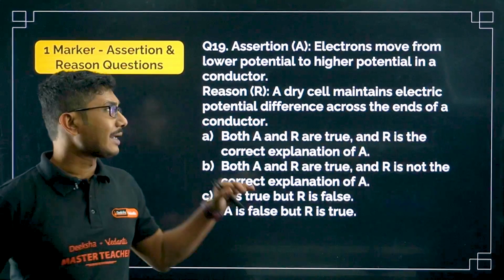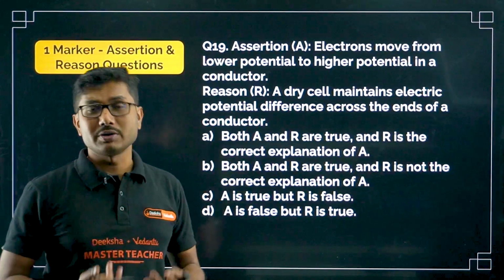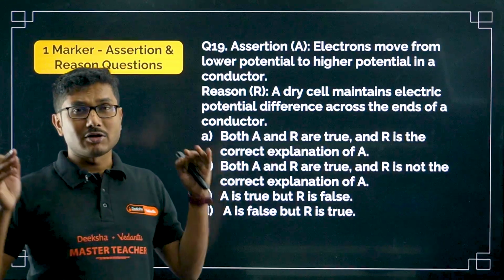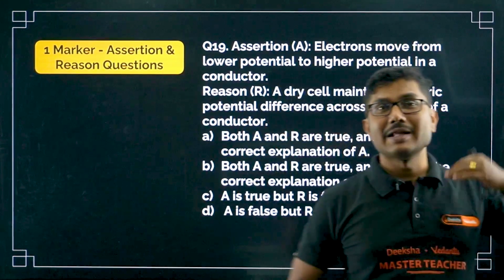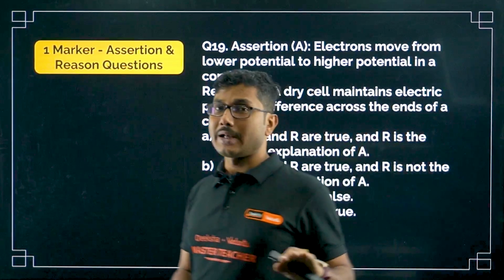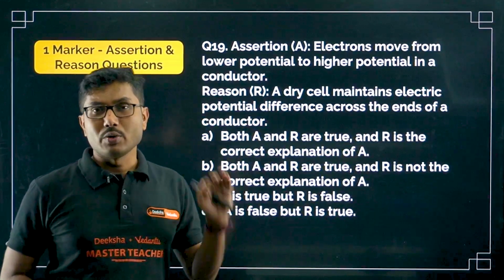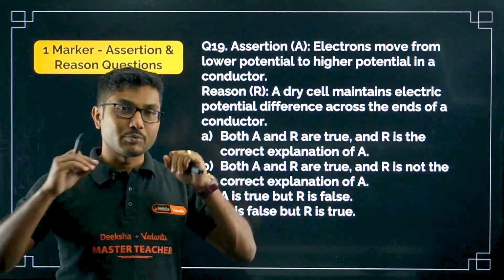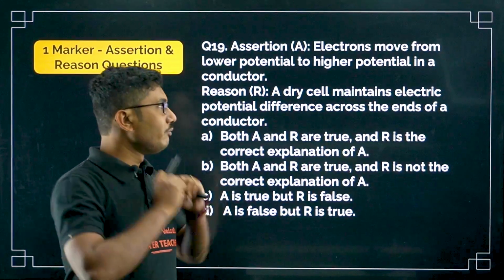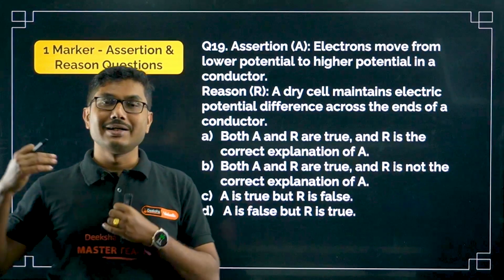It does not matter who is maintaining that electric potential, or whether it is constant or not. As long as there is a potential difference, which can vary with distance or with time, electrons will always move from lower to higher potential. It has nothing to do with the dry cell. That is the property of an electron. Be very clear in your head, whereas the dry cell is an external device.